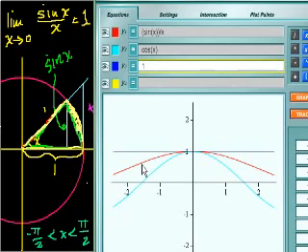The proof, using the squeeze theorem and a little bit of visual trigonometry, of why the limit as x approaches 0 of sine of x over x is equal to 1. I hope I haven't confused you.